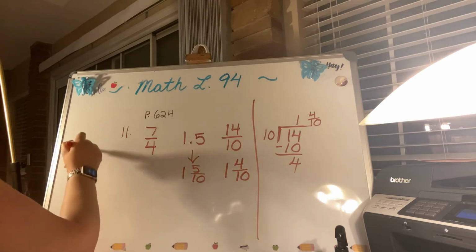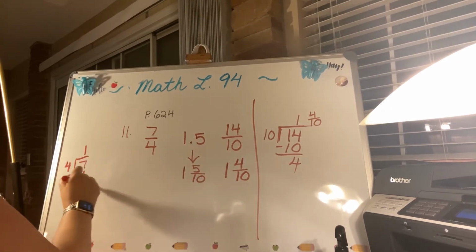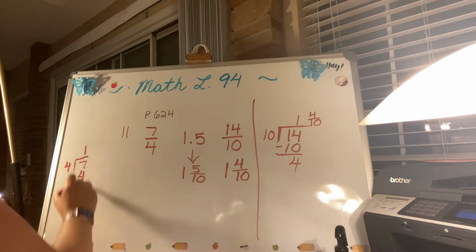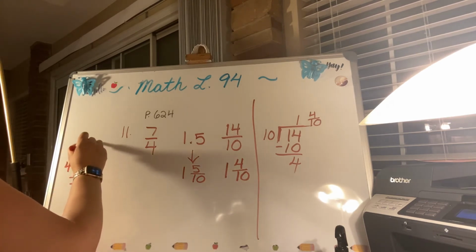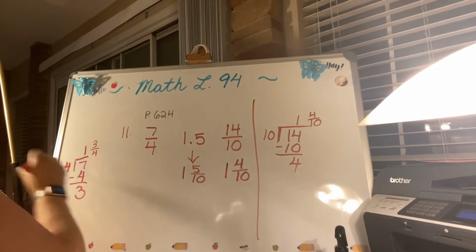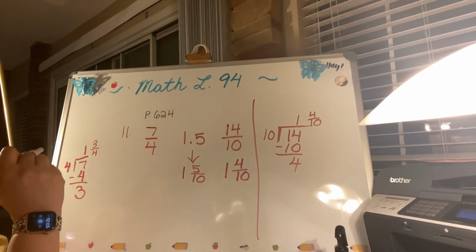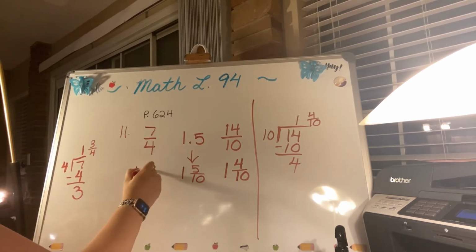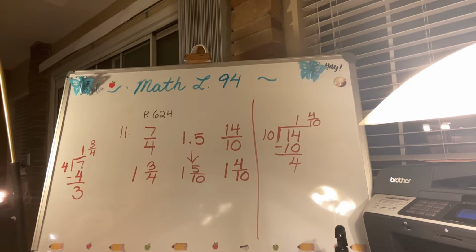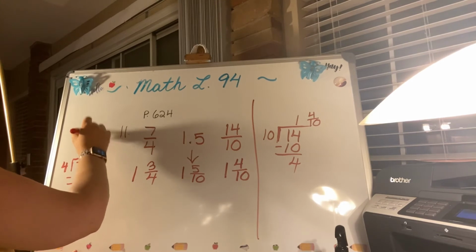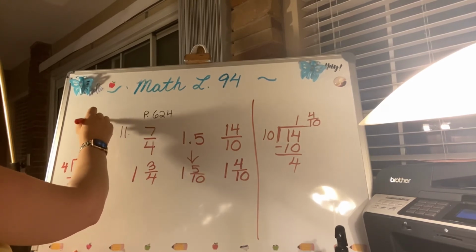How many times does 4 go into 7? 1 time. We have 3 left, which is the same as 1 and 3 out of the 4 equal parts you've just divided. That's one way to do it. 1 3/4. Or this is the same as 1.3, which is the same as 1 remainder 3.